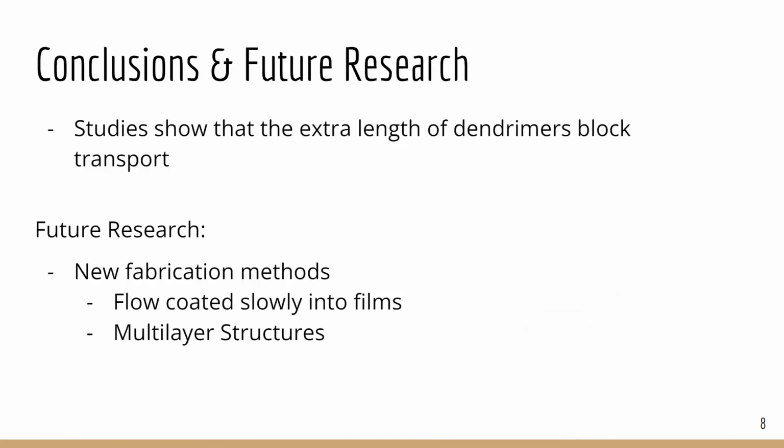So our conclusions are pointing towards the extra length of the dendrimers blocking the charge transport, and are pushing us in our future research towards new fabrication methods other than the layer by layer dendrimer assembly, like flow coated slowly into films or multi-layer structures.